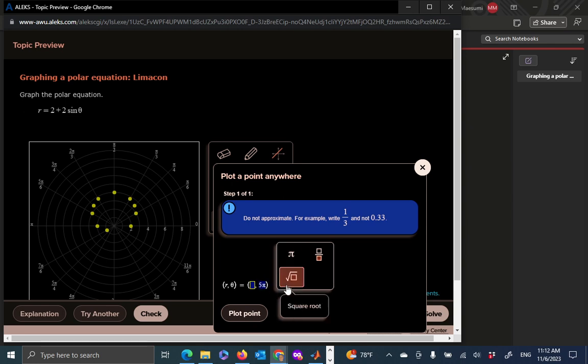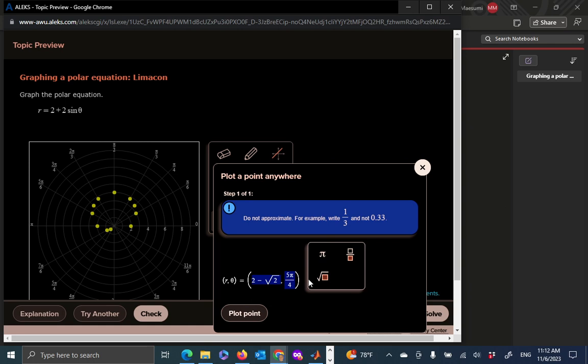5 pi over 4. That's going to be 2, and now we are subtracting everything, 2 minus radical 2. So you see a crowding here. That's like the tip of that cardioid. Next, we are going to have 4 pi third. Sine of that is going to be minus radical 3 over 2. So I'll have 2 minus radical 3. You see that the points are piling up.